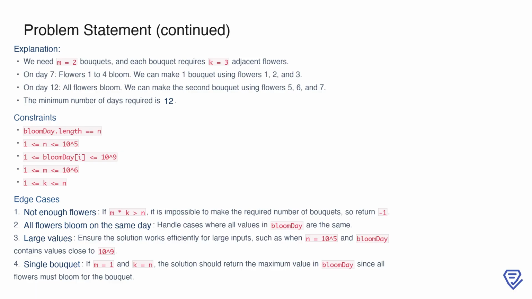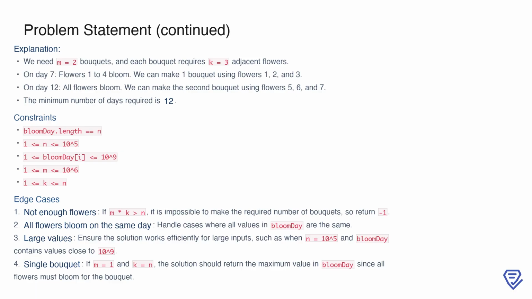the requirements are m equals 2 bouquets, each requiring k equals 3 adjacent flowers. On day 7, the first 4 flowers bloom. This allows us to create 1 bouquet using the first 3 flowers, but we still need another bouquet. By day 12, all the flowers in the garden have bloomed, and we can use the last 3 flowers to create the second bouquet. Therefore, the minimum number of days required to meet the bouquet requirements is 12.